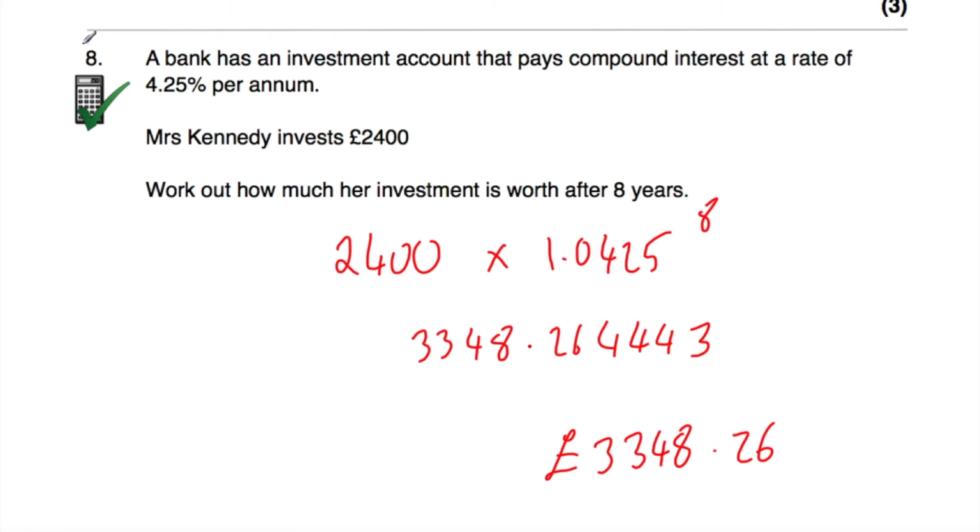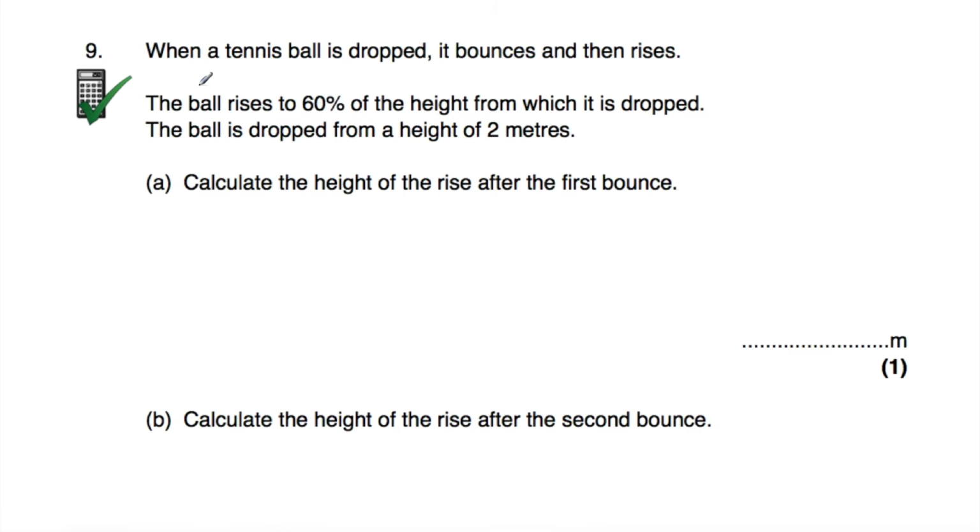Okay, let's look at our next question, question number 9. Question number 9 is about a tennis ball being dropped and it bounces and rises again. We're told that the ball rises to 60% of the height from which it was dropped. And the ball's dropped from a height of 2 meters. It goes down, it hits the ground and it bounces up to a height of 60% of the 2 meters. So every single time it bounces, it goes up to 60% of the previous height.